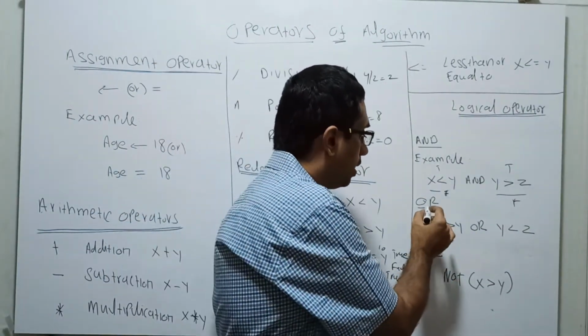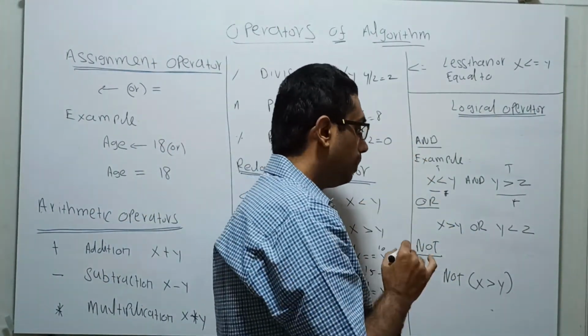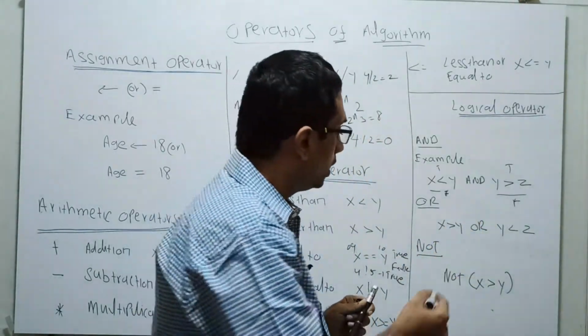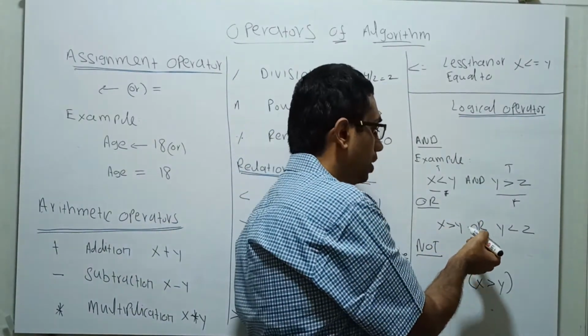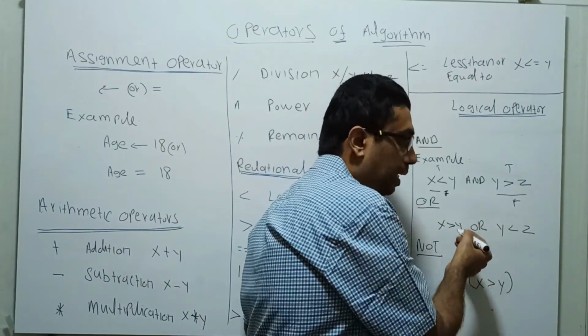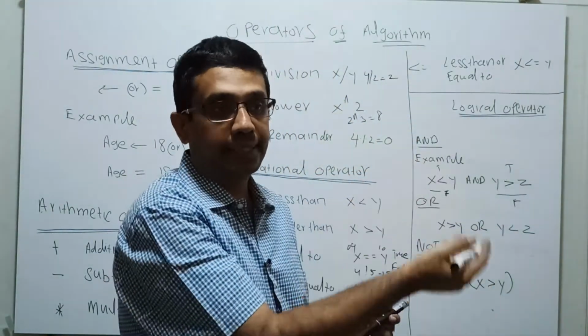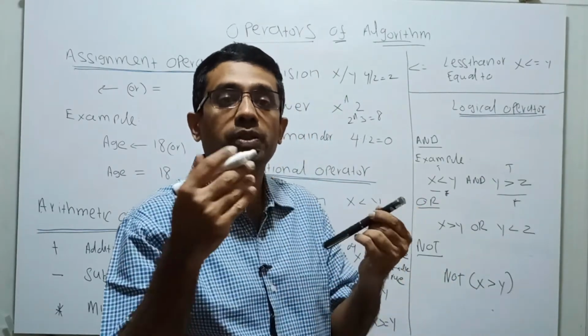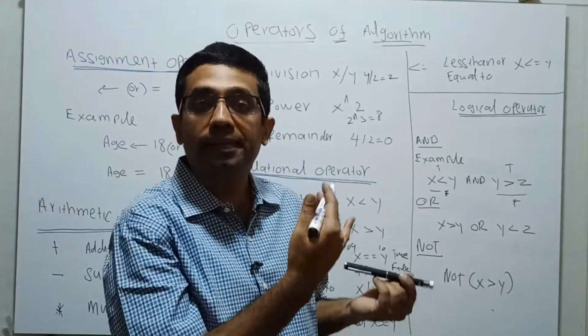The next one is the OR operator. The OR operator also takes two relational expressions. If any one of the left side or right side expressions is true, it will return true. If both expressions are true, it will return true. Only if both expressions are false will it return false.